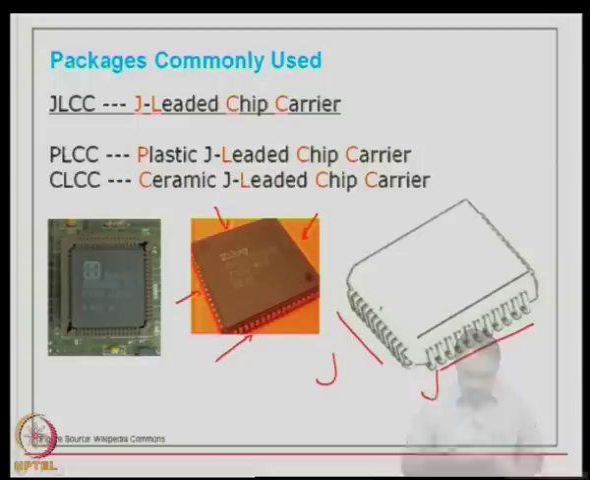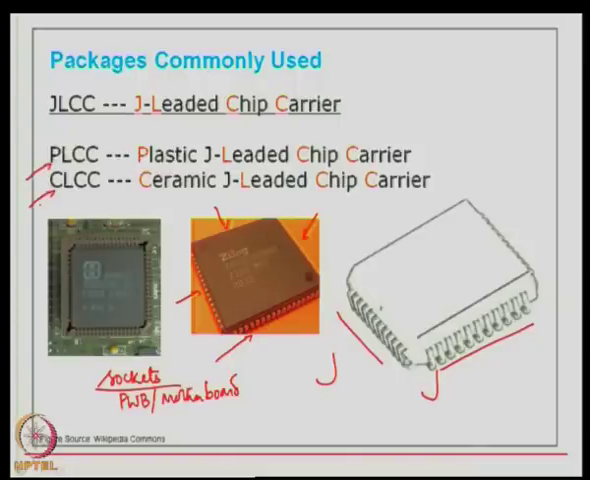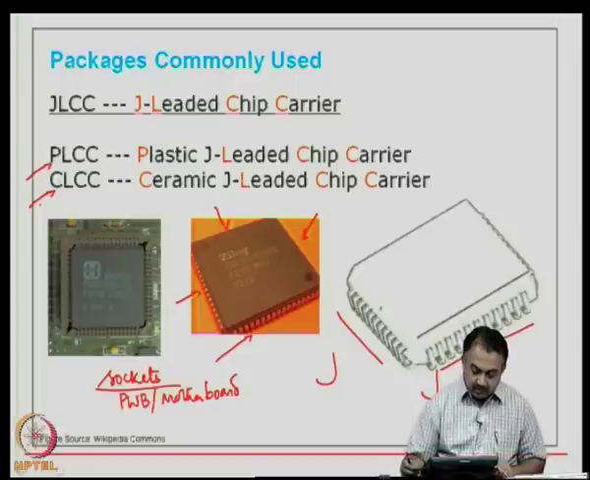So, this picture shows here a plastic J-leaded chip carrier, and these chip carriers can be accommodated in sockets. So, when you use these, you will have sockets that are mounted on your printed wiring board or your motherboard, and these can fit into these sockets. And the advantage of using sockets is that you can remove these packages at will for repair and rework. So, in this you have two classifications, one is a plastic and the other is a ceramic J-leaded chip carrier.